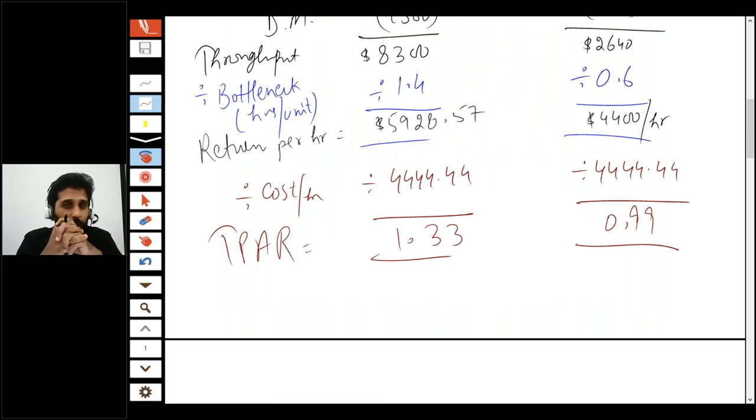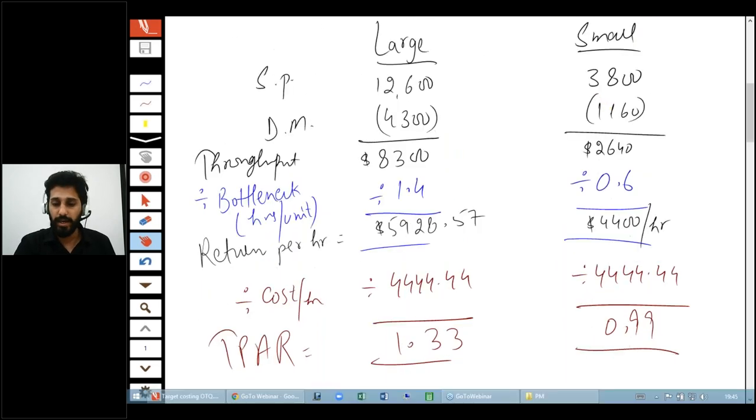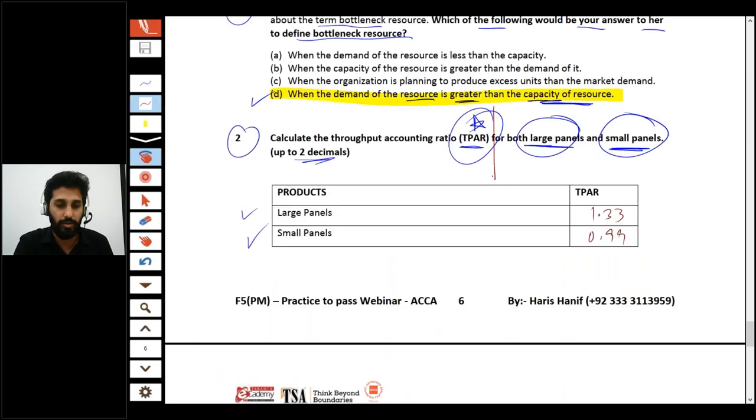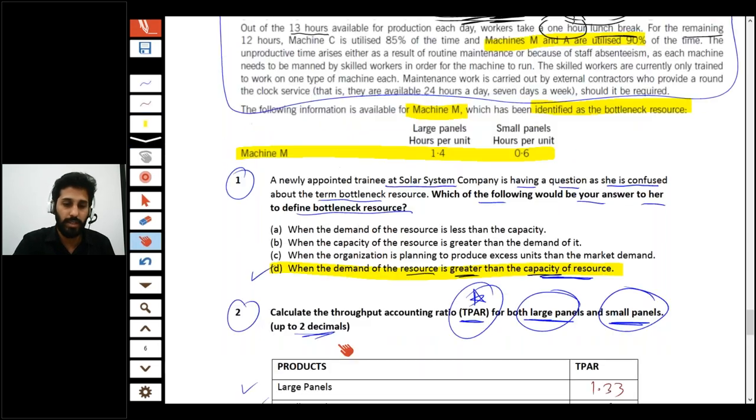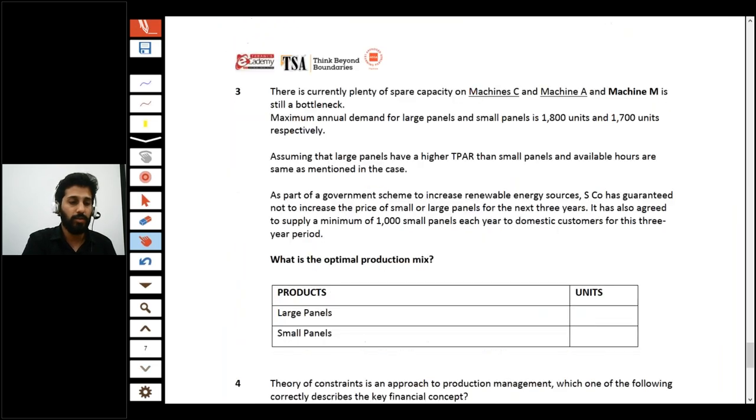The next requirement is the optimal production plan, and remember that the product with the highest TPAR will be produced first, which in this case is the large panel, not the small panel. Amna Ahmed, it is per unit, not the total. You might be assuming that this is a very large amount, but it is actually per unit. You can see that this is large panel per unit. It's expensive.